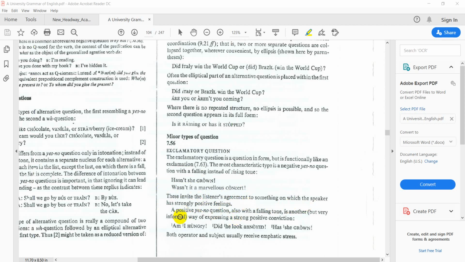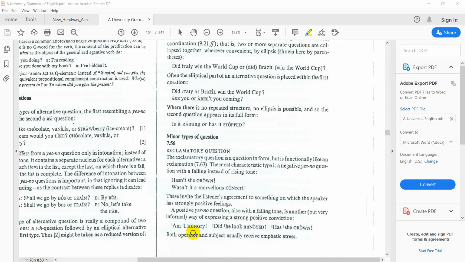Okay, now we are going to have a positive. This one is a negative. We start with negative. A positive yes, no question, also with a falling tone, is another but very informal. So if I ask an exclamatory question with positive, this is an informal way of expressing a strong positive conviction. Strong positive conviction.